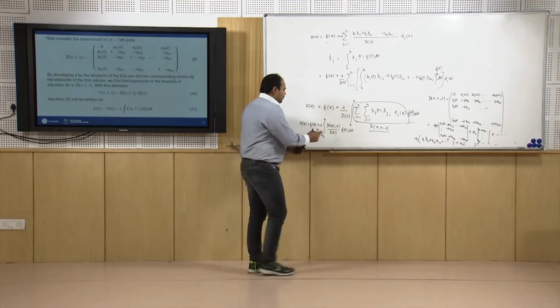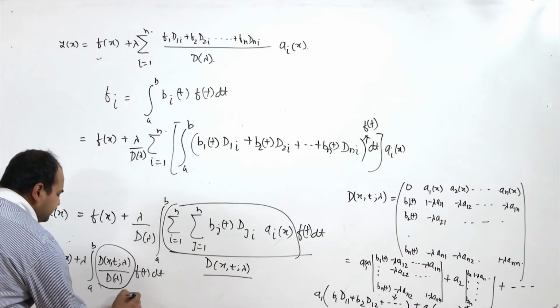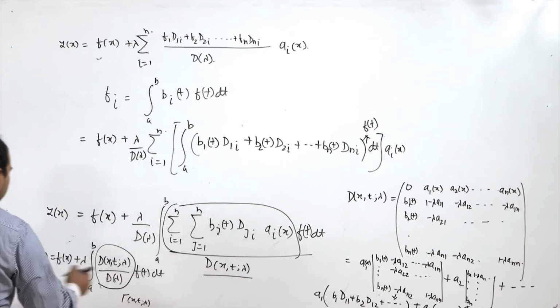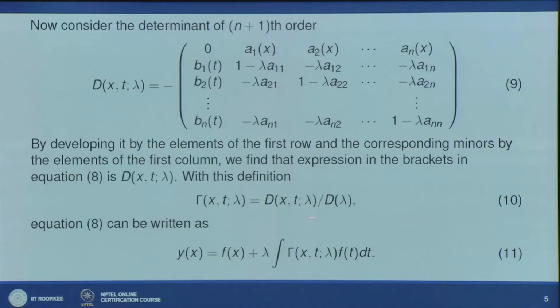Now here if we denote this as, say, Γ(x,t;λ), then we can write our solution in terms of equation number 11. So here we are just denoting ∂D(x,t;λ) divided by ∂λ as Γ(x,t;λ), known as a resolvent kernel, and we can write our solution y(x) as f(x) + λ ∫ from a to b of Γ(x,t;λ) f(t) dt.